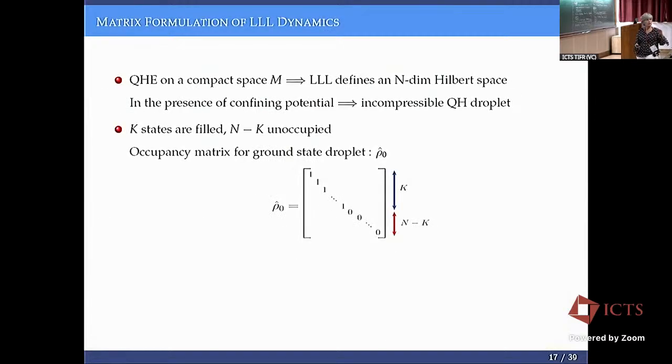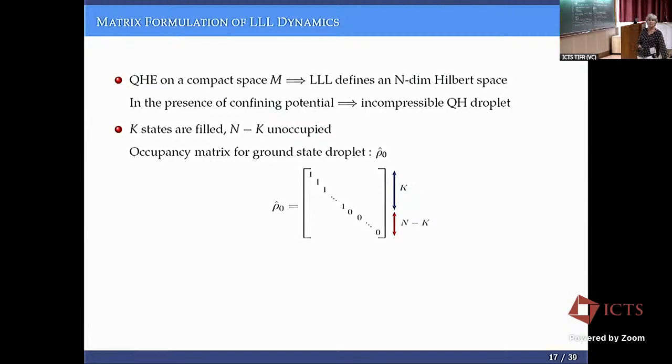Okay, so now what I want to do is put aside this information about the single particle spectrum and think in more general terms about the dynamics of these droplets. Okay, so suppose we have a quantum Hall effect on a compact space M. Then the lowest Landau level defines a finite n-dimensional Hilbert space. And so we think that out of this, K states are filled, and then the rest are unoccupied. So this gives me an idea of the occupancy matrix. And if there is a confining potential, I start filling from the lower energy states to the higher energy.